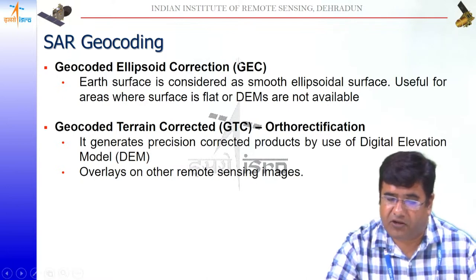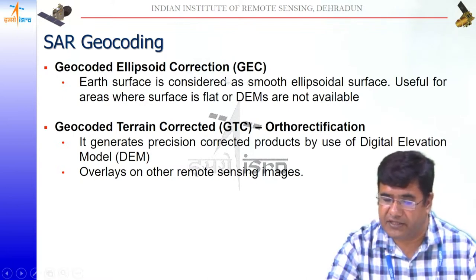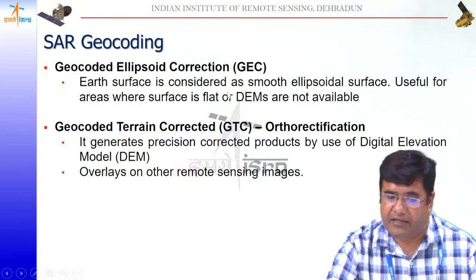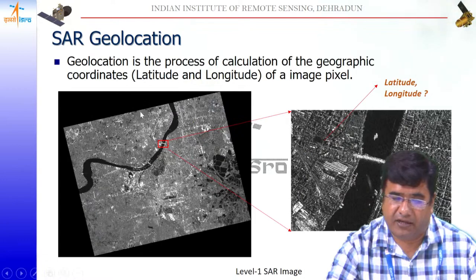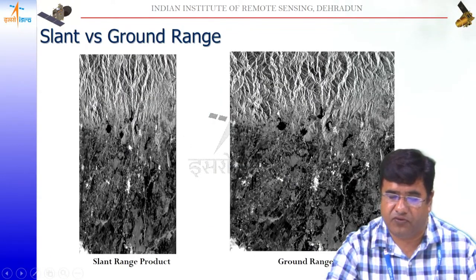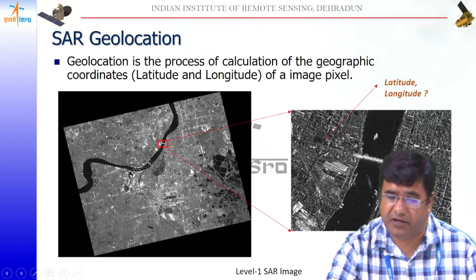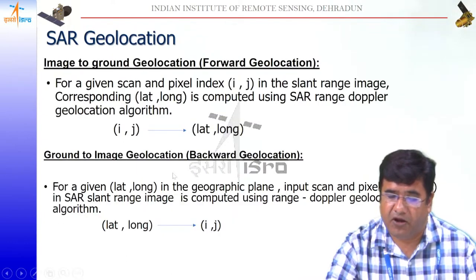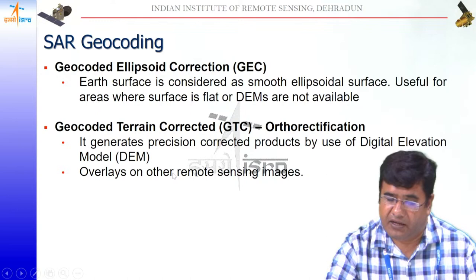The GEC image also has some geolocation inaccuracies because it is not using the height for every pixel, and the slant range geometry is always not correct. So if you want to do correct analysis based on a map or any other optical satellite, then we have to convert this slant range product either into the GEC product, which is the ellipsoid corrected product, or the GTC, which is the terrain corrected product.